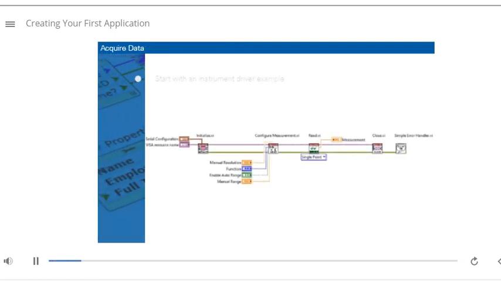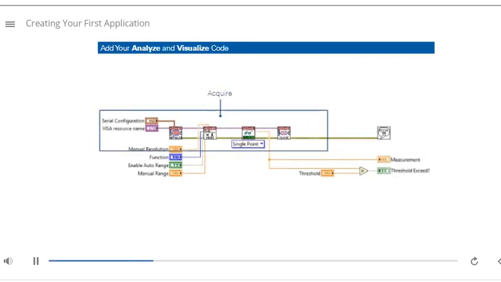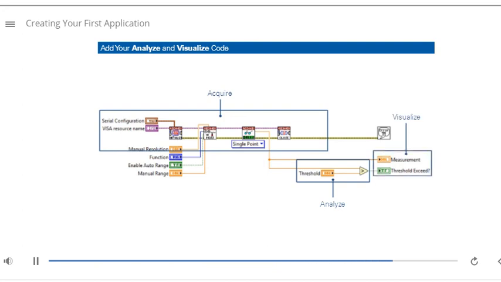When acquiring data from an instrument, you should start from an existing instrument driver example VI, because the example VIs are intended to show you the recommended way of programming that instrument. This particular instrument driver example initializes the instrument, configures the instrument settings, reads a single point of data from the instrument, closes the instrument, and checks for errors. After starting from an instrument driver example VI, you can then add your own analyze code and visualize code.